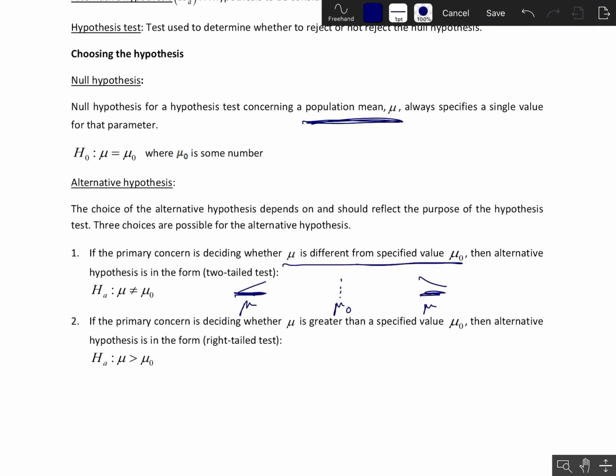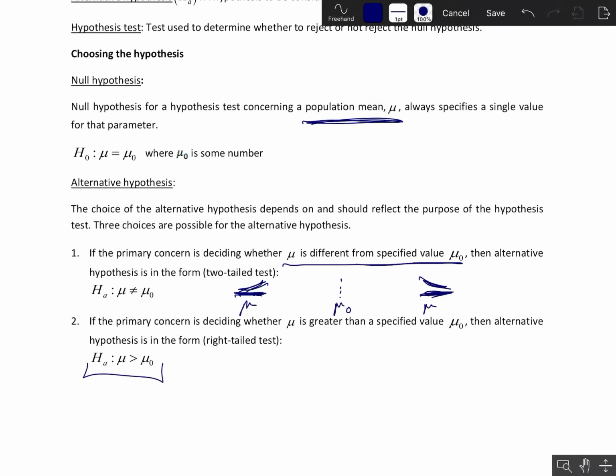And for that reason, this is called two-tailed. So we don't know whether mu lives to the far left or to the far right. It could live in this left tail or this right tail away from the given specified value mu naught. And we'll talk more about the meaning of this picture next week. But for now, just think of this as being two-tailed because there are two options. Either mu could live on the far left or the far right.